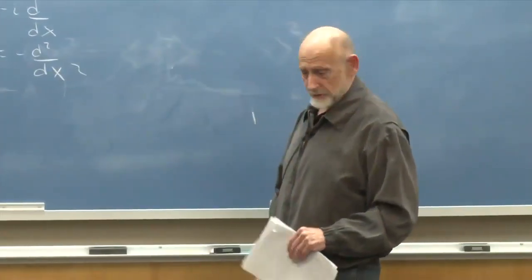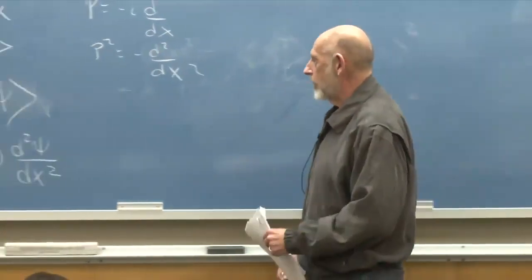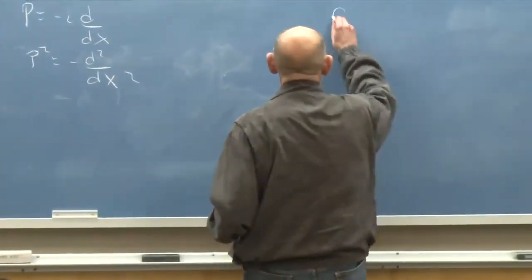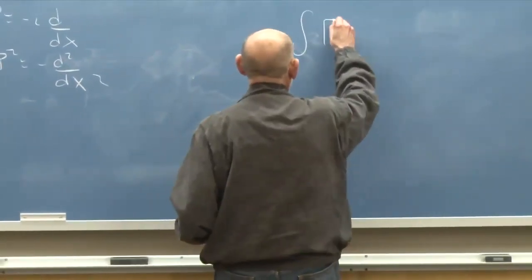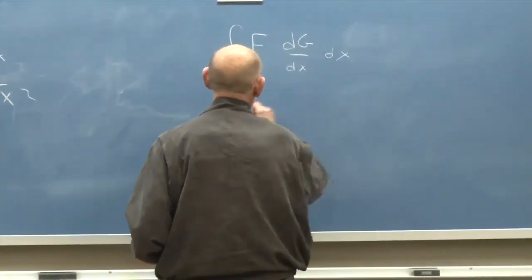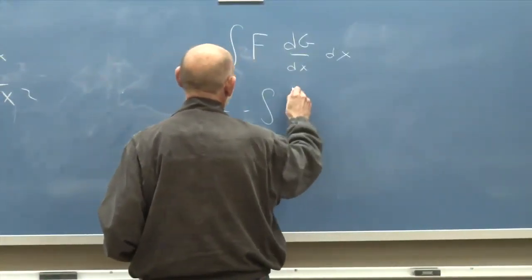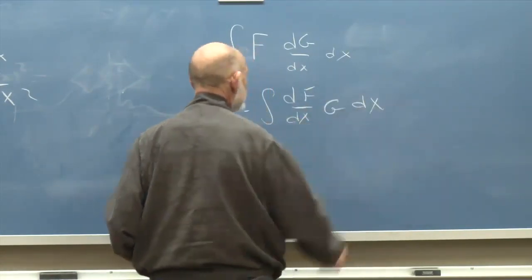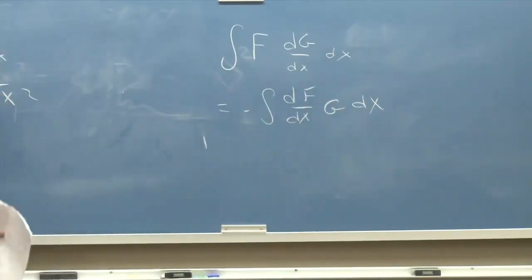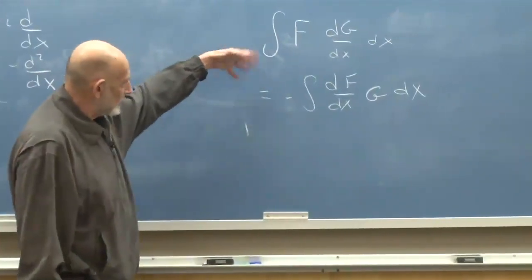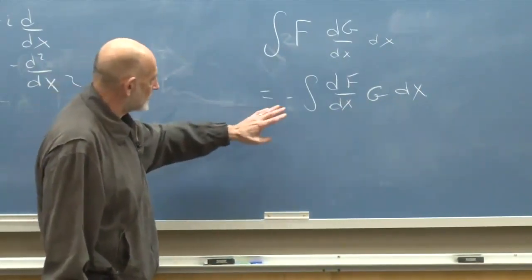You integrate by parts. So I'll just remind you the rule for integrating by parts. We're going to use this over and over. If we have two functions, f and g, then the integral of f dg by dx is equal to minus the integral of df by dx times g dx. This is true as long as f and g go to 0 appropriately at infinity, so that the boundary terms don't contribute in the integration by parts.